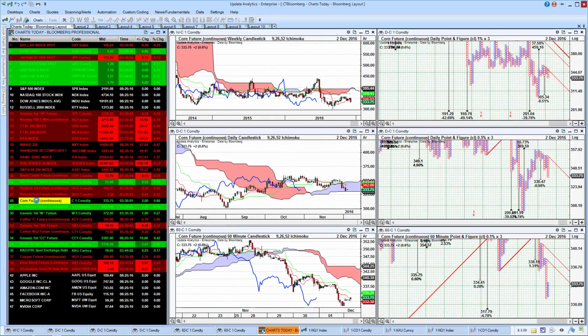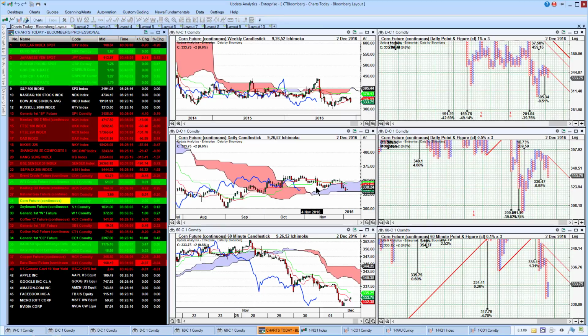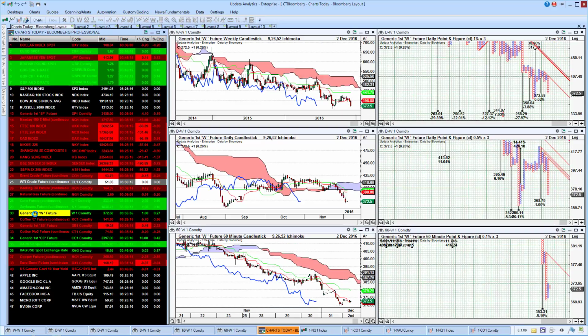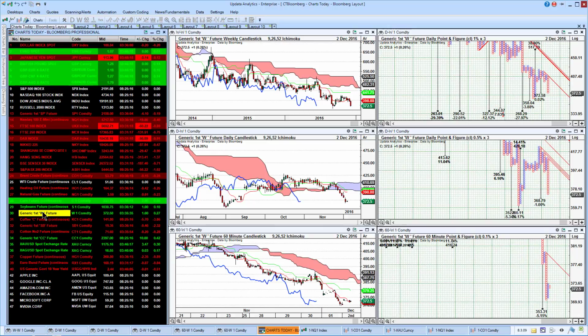Taking a look at corn, bearish at the moment, just holding the cloud on the medium term, but bearish below the cloud here. Much the same for most commodities. As softs, all pretty bearish at the moment. Got downside potential of 5% here on wheat.